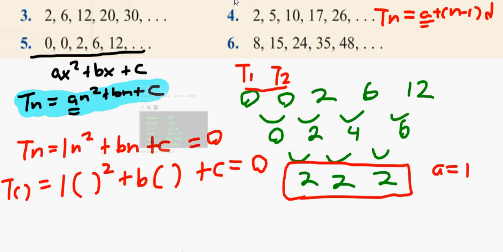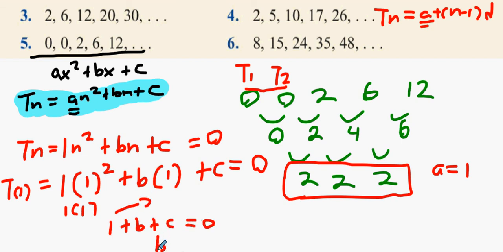So, PEMDAS states that you do 1 squared first. So 1 squared is 1, and now 1 times 1 is still 1. So you're going to get 1 plus b plus c equals 0. You're going to move the 1 over the other side, and you're going to get b plus c equals minus 1. Okay with you guys?